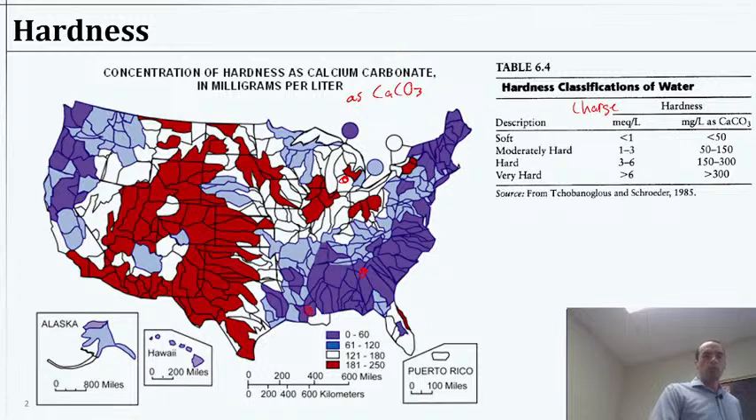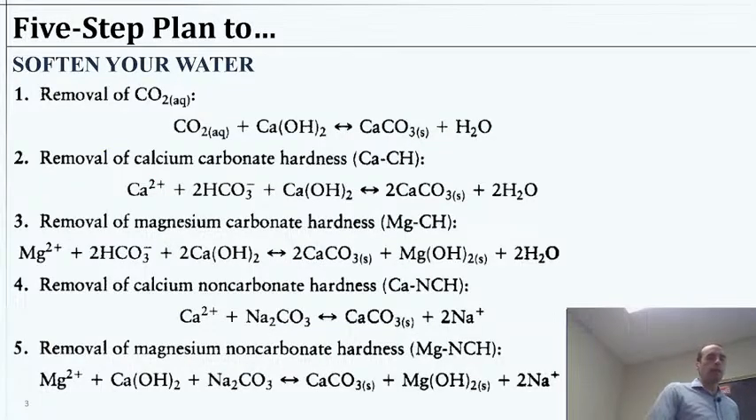And so the question is, what do we do about it? We have one of these 12-step plans, except it's just 5 steps. And instead of kicking a bad habit, it's softening your water. Okay, so in order to remove essentially calcium and magnesium is what we're after.